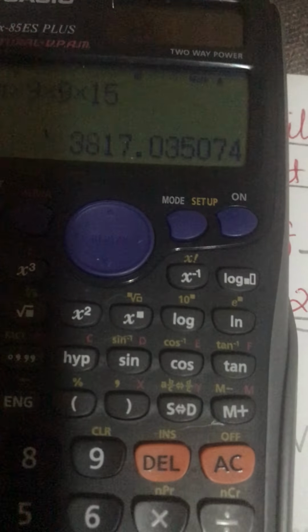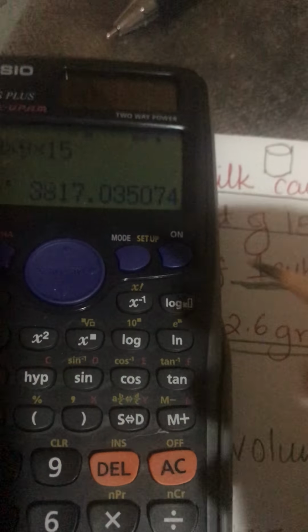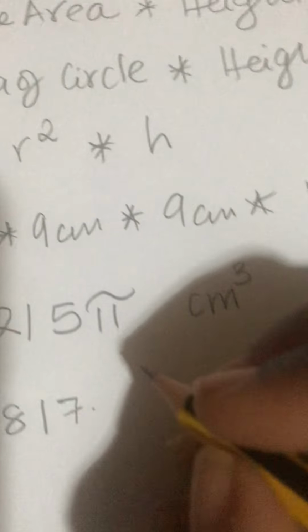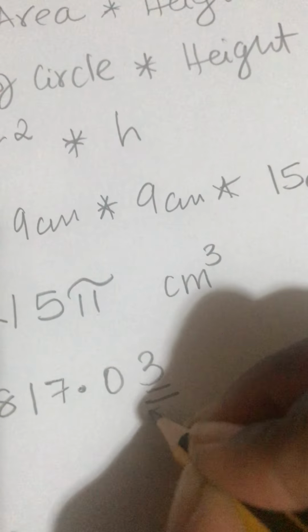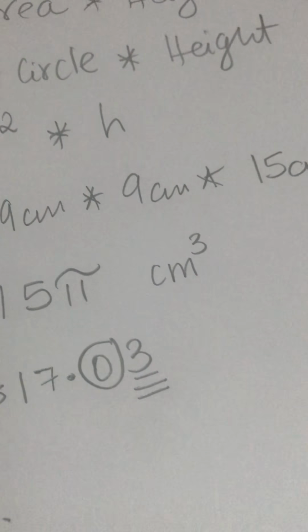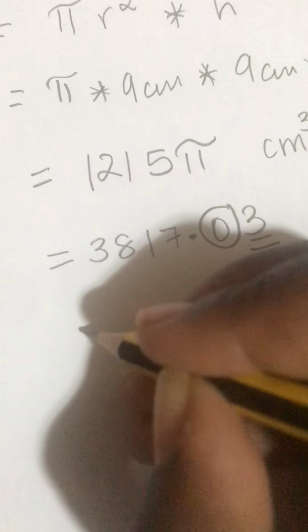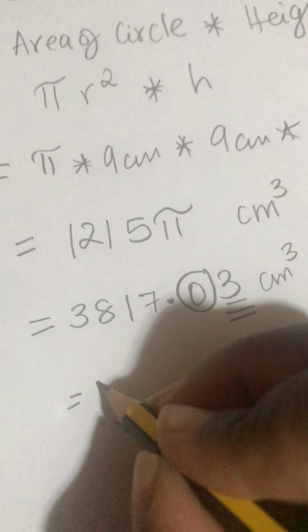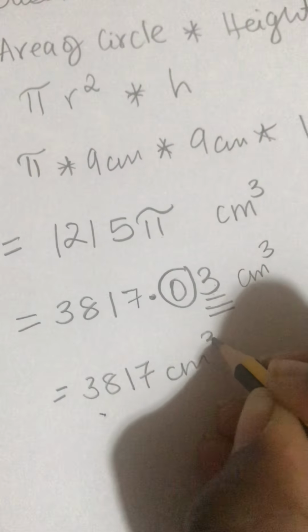and then I change this to decimal, and I get 3,817. And since the question says we work in tenths, I'm going to round this to tenths. So I'm going to write to the hundredths place. So I will underline this and I will circle the tenth place. 3 is less than 5, so I can't do anything to my circle. So my answer to step 1 is 3817 cubic centimeter. That's step 1.